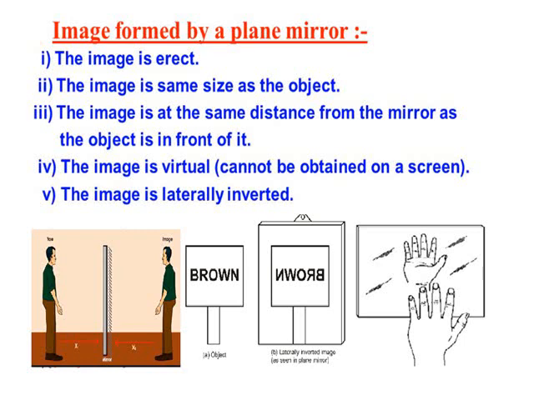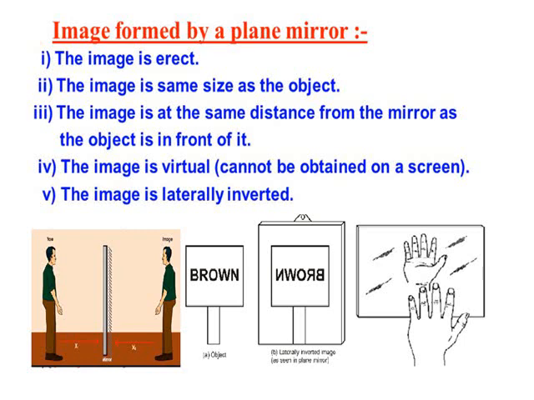Second one, the image is the same size as the object. So measure the height of the man, measure the height of the image. Both the heights are equal. Therefore, the image is the same size as that of the object.